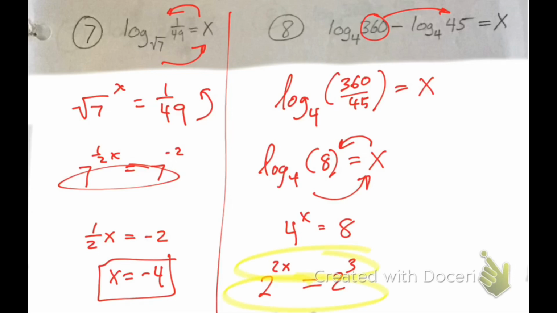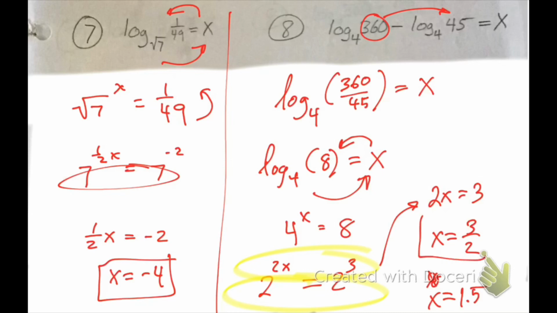Exponents therefore must be equal. So 2x is equal to 3. Divide both sides by 2, and you get 3/2 or 1.5. Both are obviously the same.